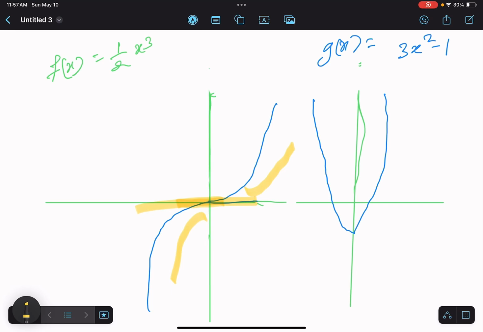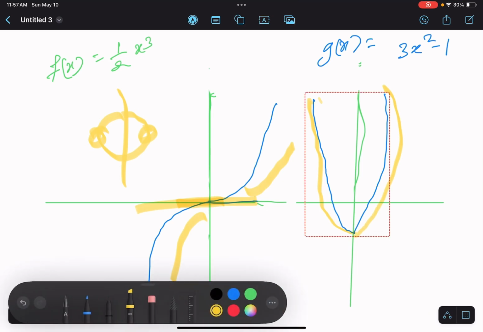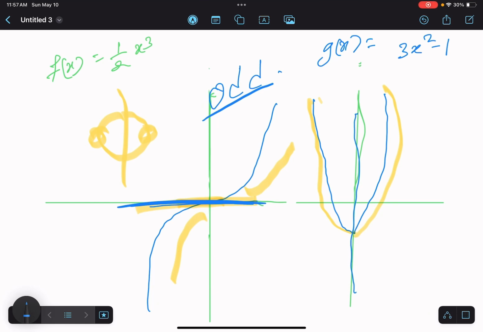Symmetry means, suppose this is a curve, this side and this side become the same, that is symmetry, right? So for odd functions the graph becomes symmetric about the origin. Even functions are symmetric about the y-axis. Upside and down are the same, left and right are the same. So this function is symmetric about this line and that function is symmetric about that line, right? So this is how we define it.